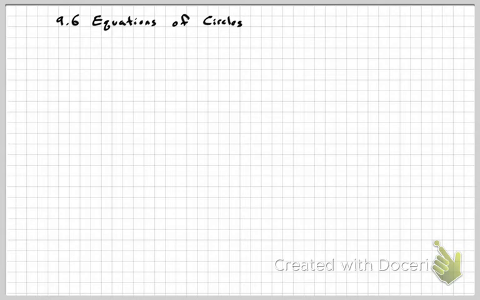9.7. Sorry, it says 9.6. It should be 9.7 up there. Get rid of that, put a 7. Equations of circles. All right, so we're going to split 9.2 into two parts.